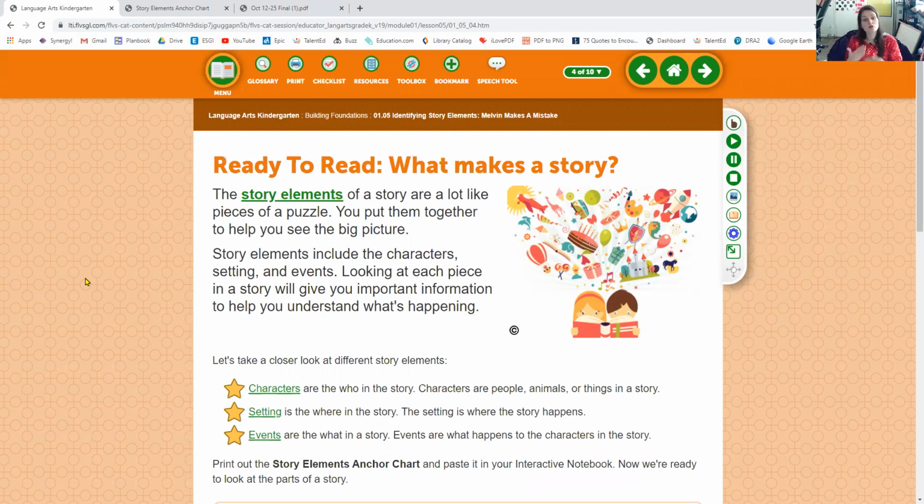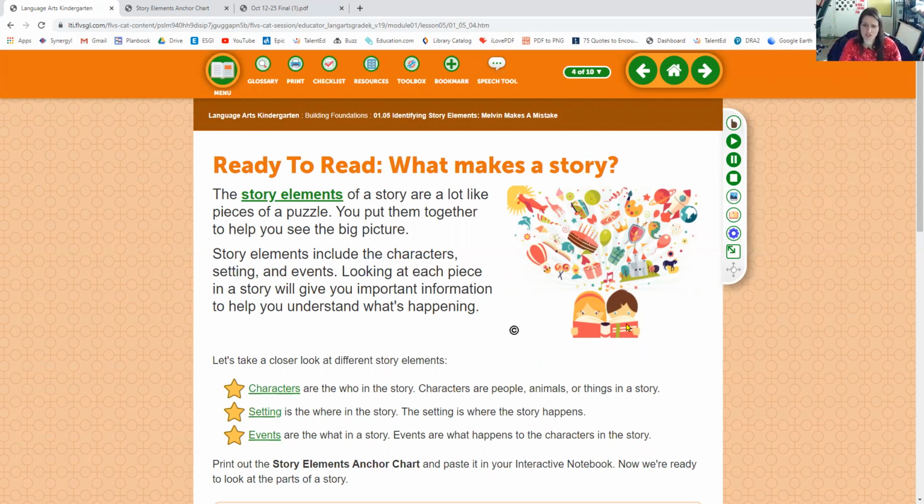What makes a story? The story elements are the parts of the story that kind of come together like a puzzle. When you put them together, you see this bigger picture. So characters, setting, events. So the people and animals that tell the story, the place where it happens, and the stuff that happens. That's all of the things that go together to tell us a really great story.